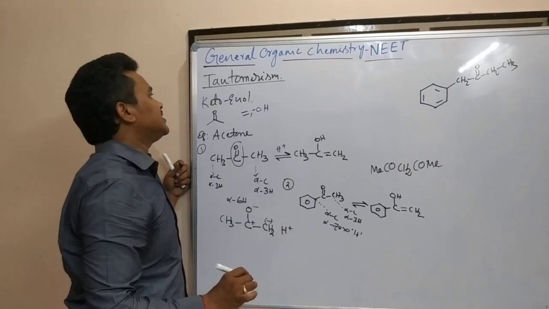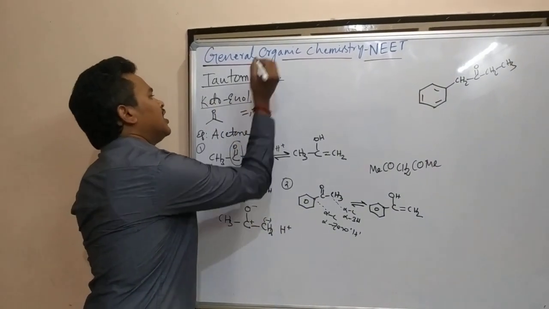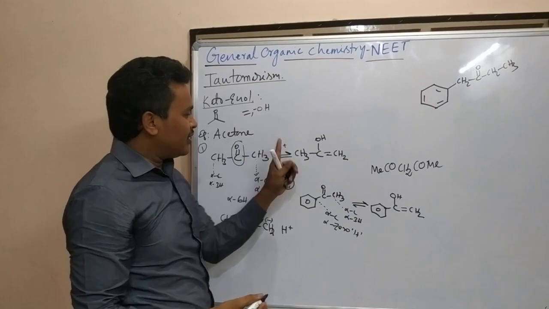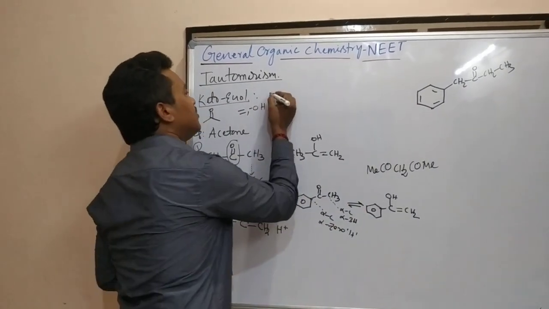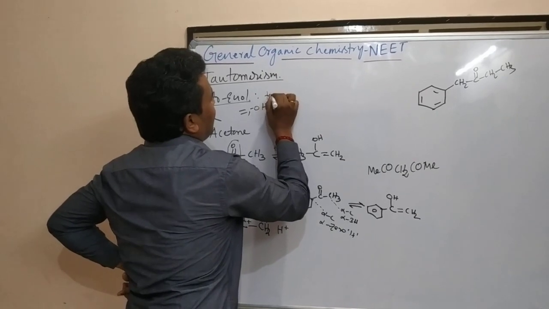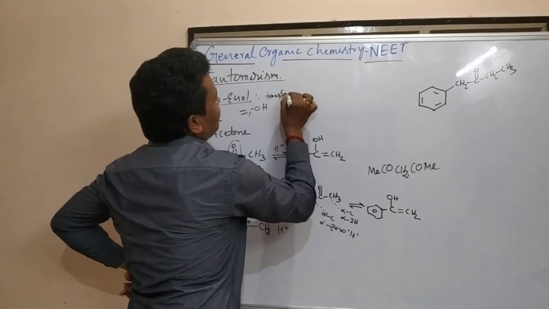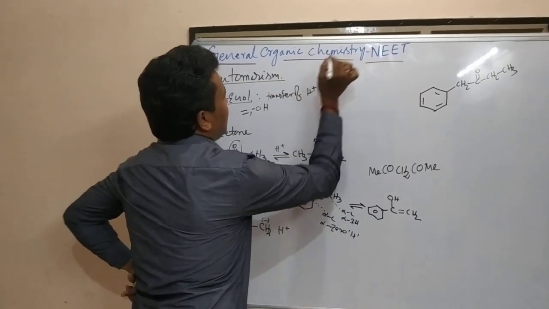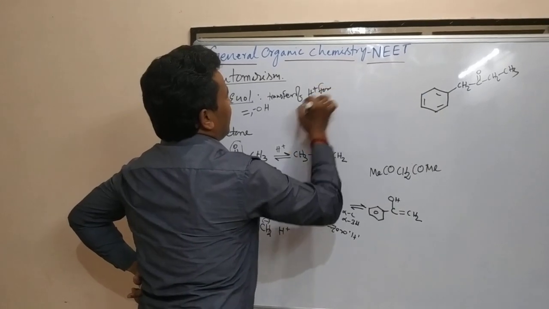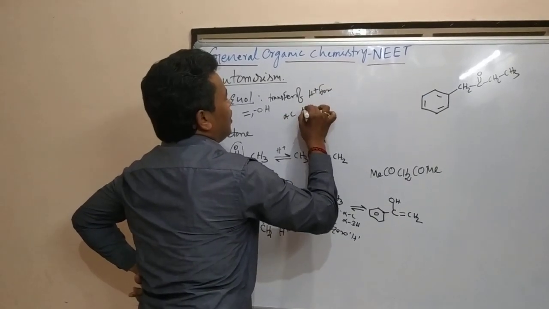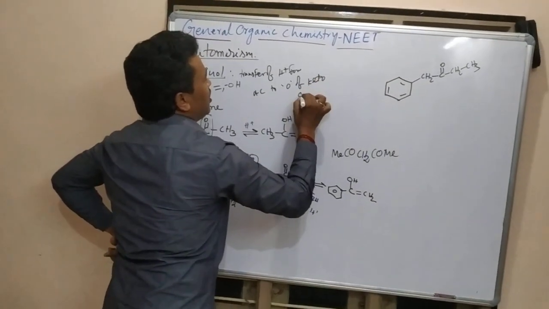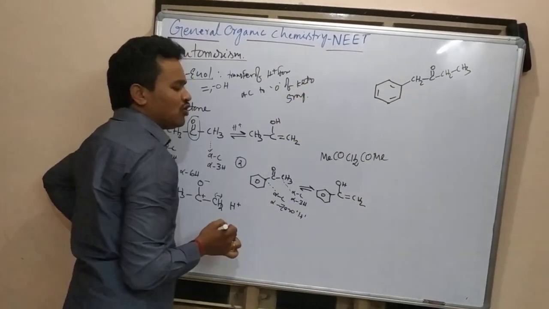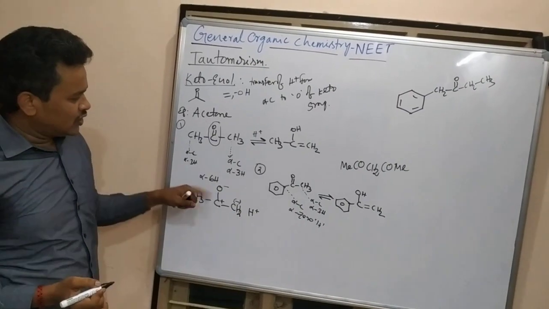So what we can say is, in keto-enol tautomerism, these two, the keto and enol forms, are in dynamic equilibrium. Here there is a transfer of what? Transfer of H plus from the alpha carbon to the oxygen of the keto group. So a theory question will come here. Like this, you will understand.